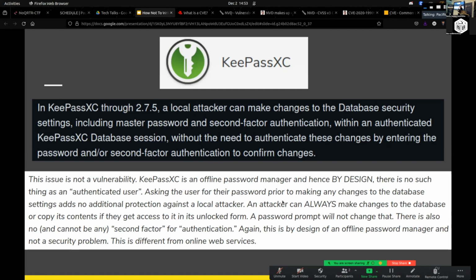Okay, that seems dangerous on its own, but the key words here are within an authenticated KeePassXC database session. So if an attacker can unlock a password manager database, it is vulnerable. Of course it is. This issue is not a vulnerability. It's offline, and by design, there's no such thing as an authenticated user. If they have the master password and can get into the vault, it's over. That is by design.